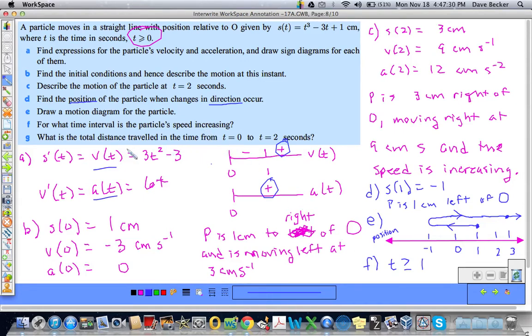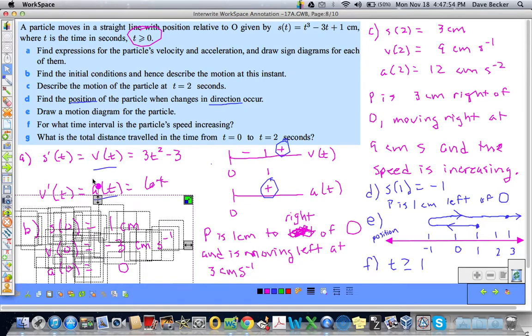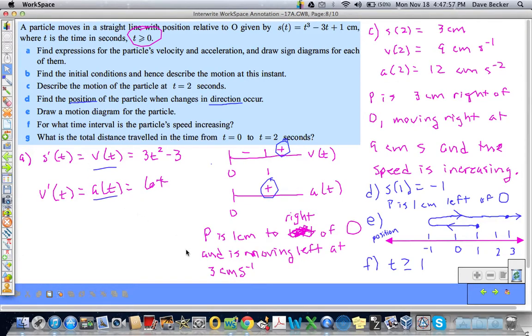What is the total distance traveled in time from t equals 0 to t equals 2 seconds? Okay, so I'm going to give myself some room here. I think I can use my sign diagram. I'm going to get rid of this. Sorry about the delay. I don't think I need that to answer question G. So now question G. What is the total distance traveled in time from t equals 0 to t equals 2 seconds?